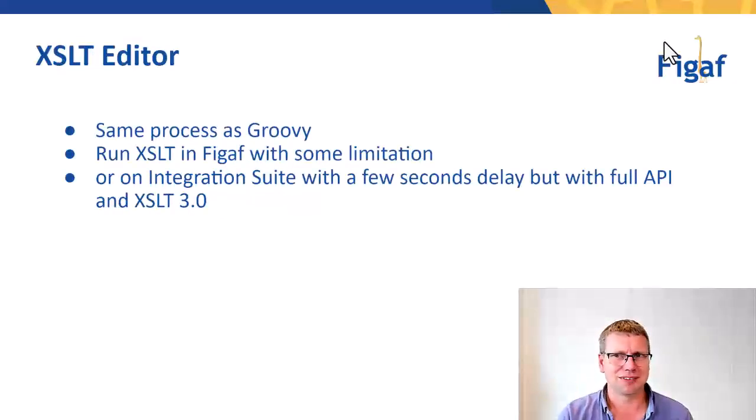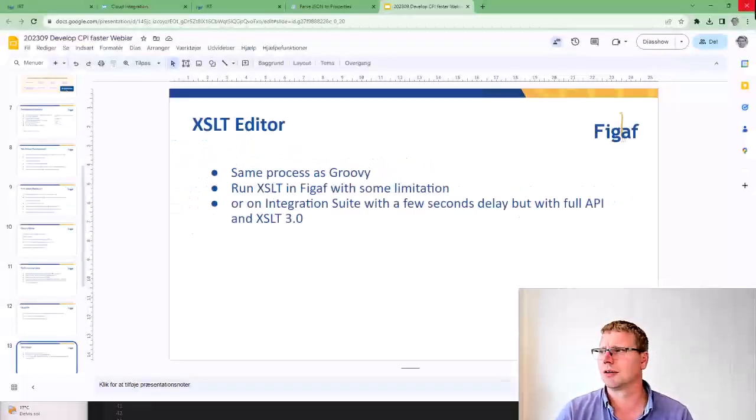We have the same for XSLT. XSLT, I believe, is really powerful. As an integration developer, it can save you a lot of time because you can make some really cool stuff in XSLT. And CPI supports XSLT 3.0, which is a bit rare, and it actually gives you a lot of new improvements.